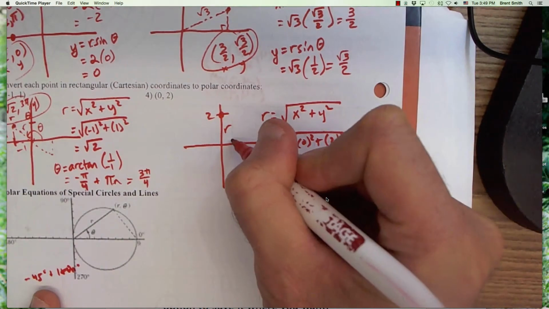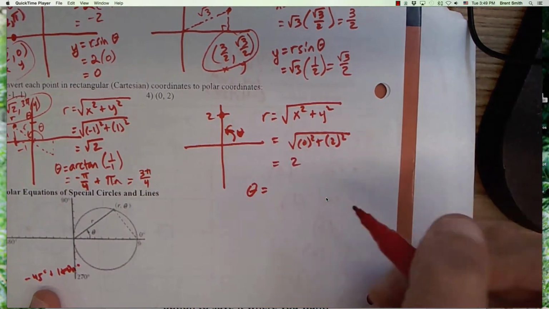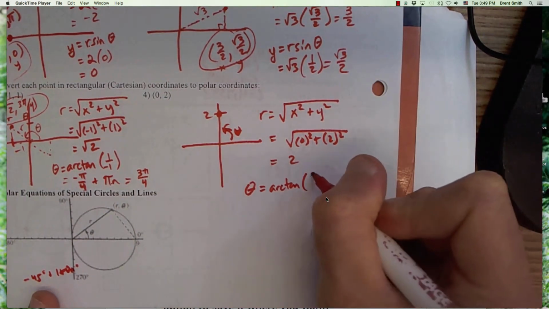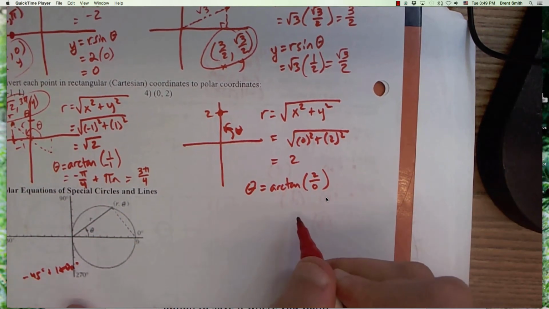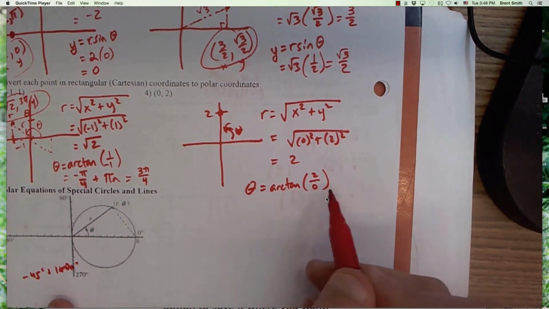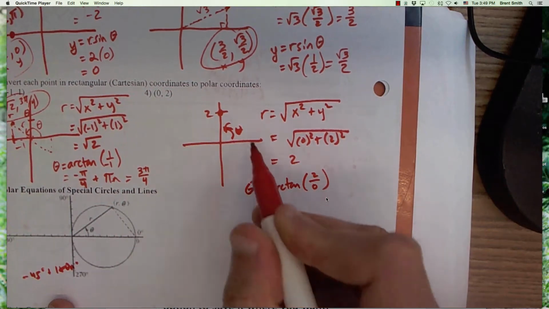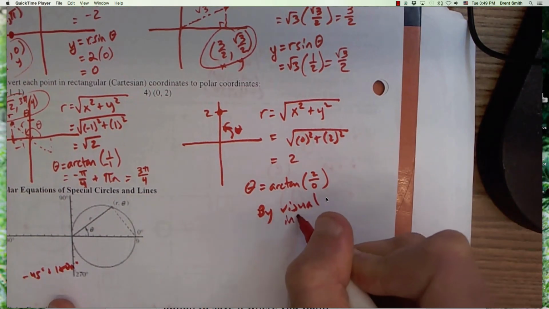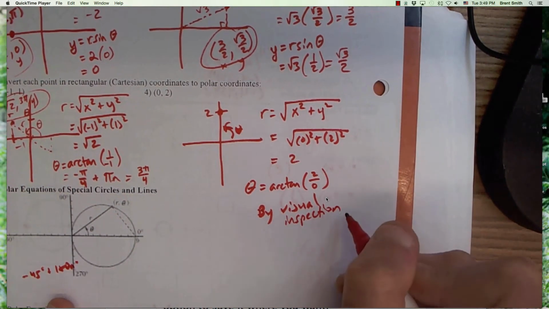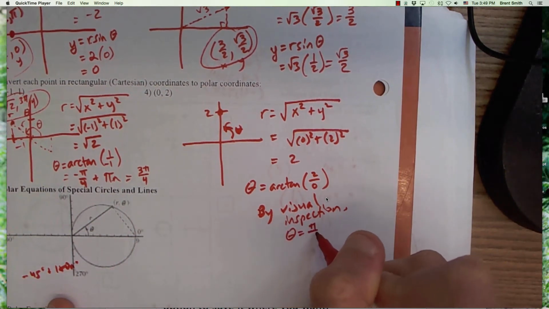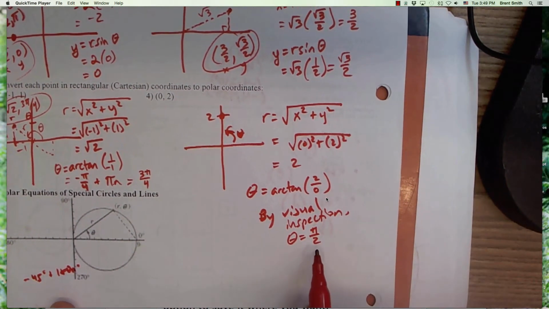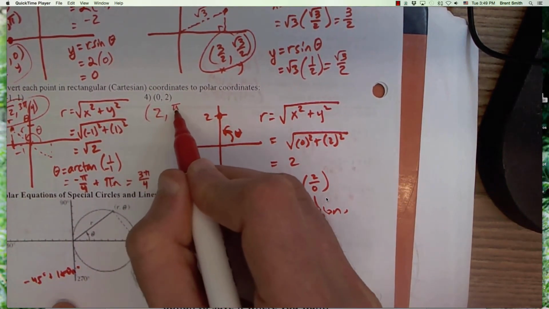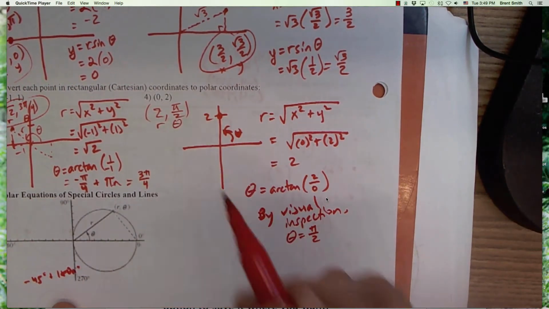Theta, I can again try to take the arctan, arctan of y over x. Y is 2, x is 0, but that's going to error here because again we have an asymptote, we're dividing by 0. But we can just say, by visual inspection, theta equals pi over 2, right? 90 degrees, pi over 2. So this is our r, this is our theta, our polar coordinates r, comma, theta.